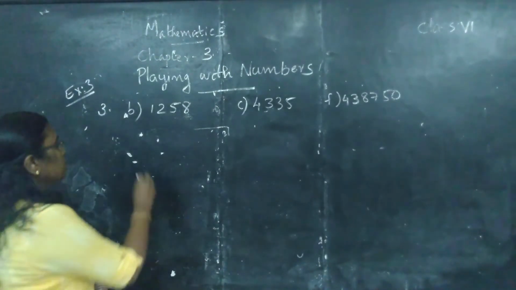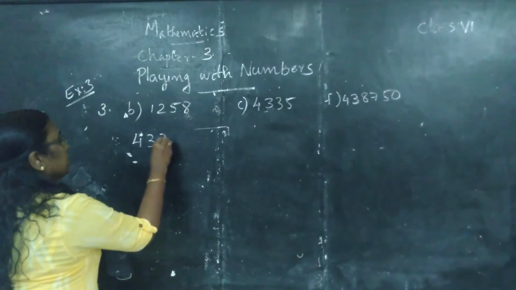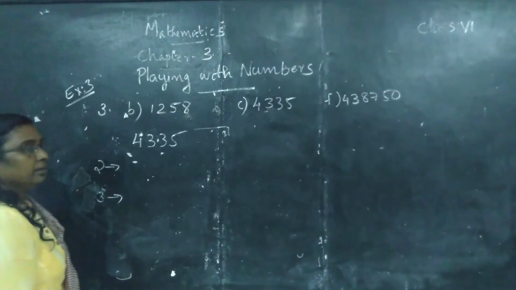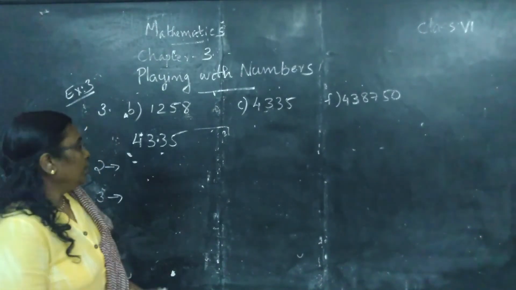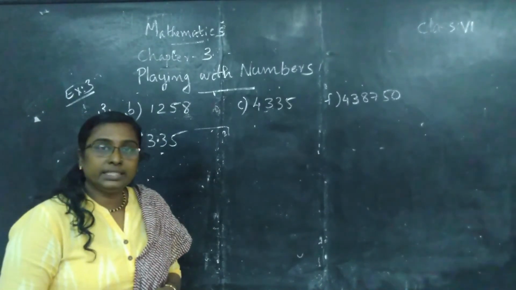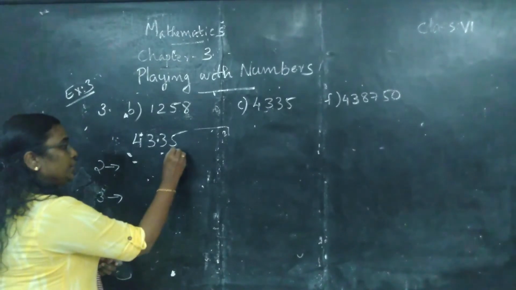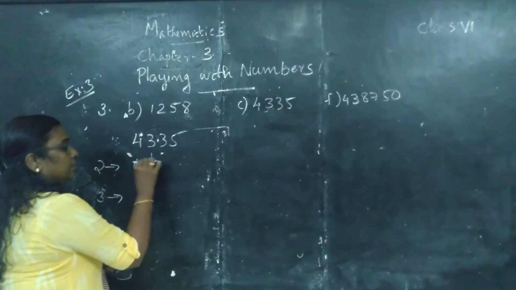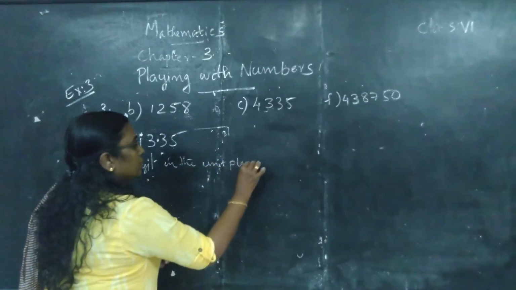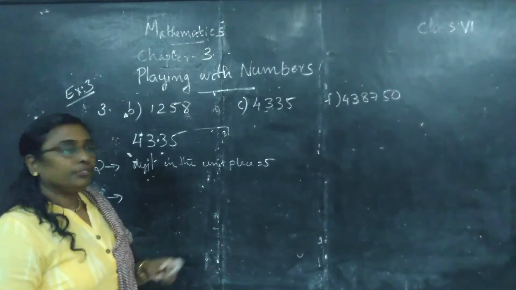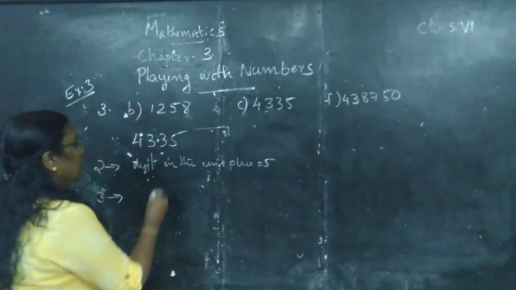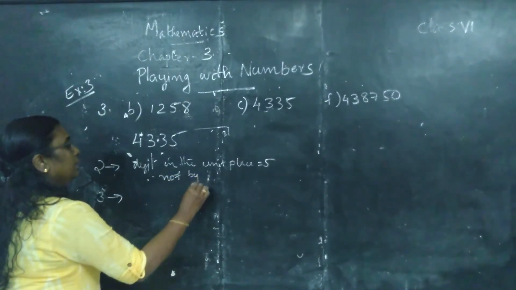Okay. The next question is 4335. We have to check divisibility by 2 and 3. Isn't it? How can we check divisibility by 2? Find the digit in the unit place. Here the digit in the unit place is 5. If the digit in the unit place is 5, it is not divisible by 2. So it is not divisible by 2.